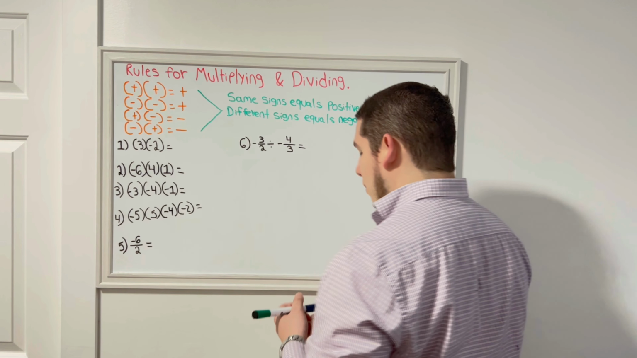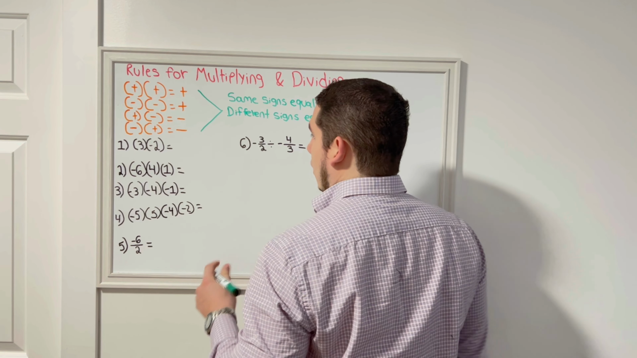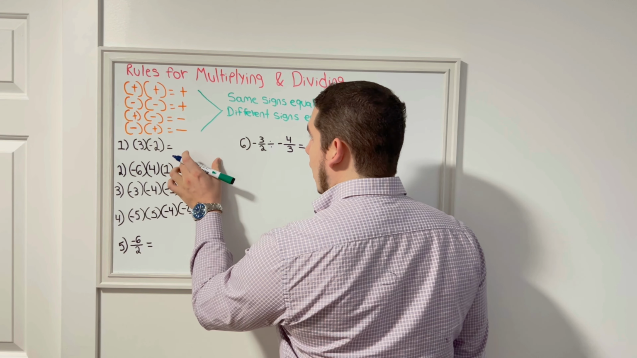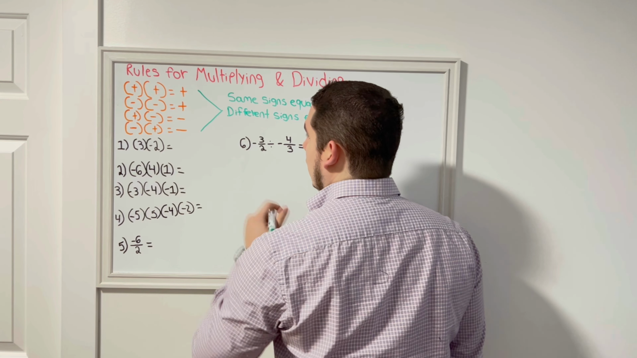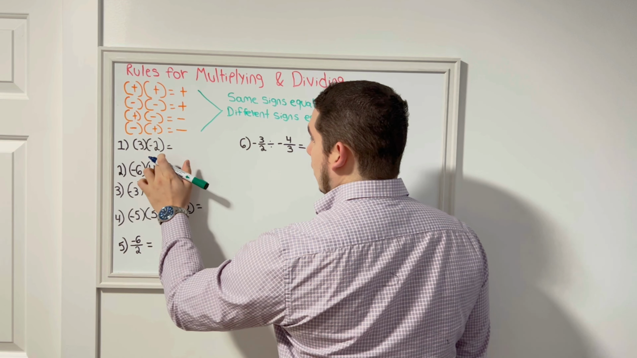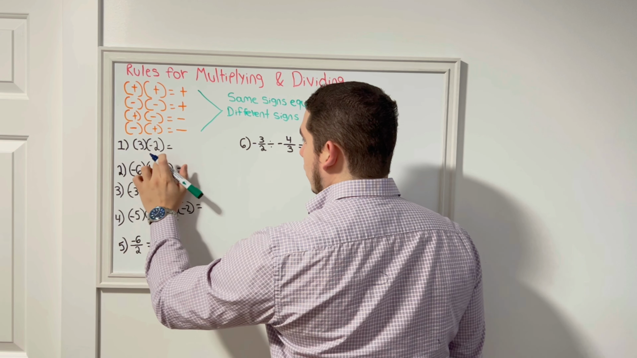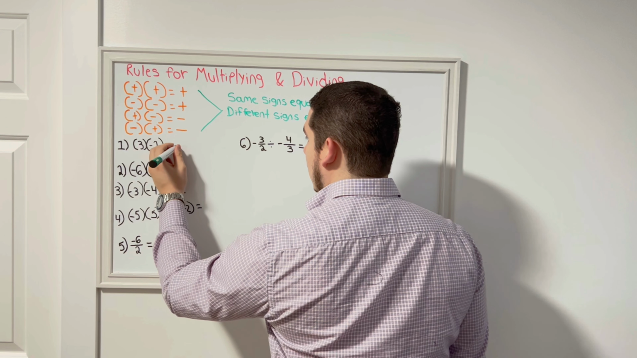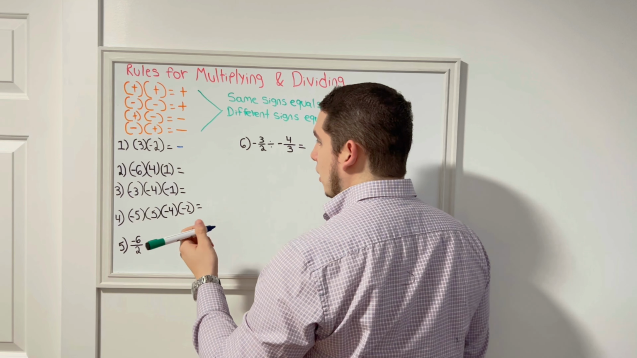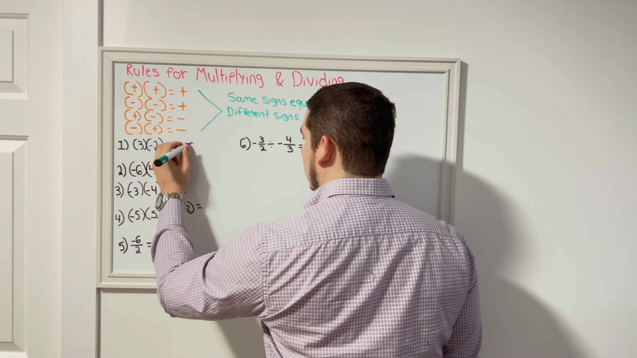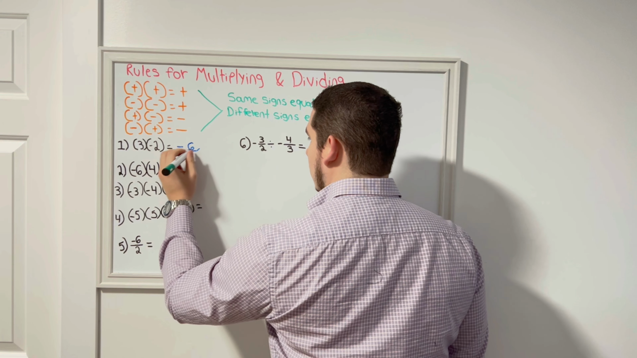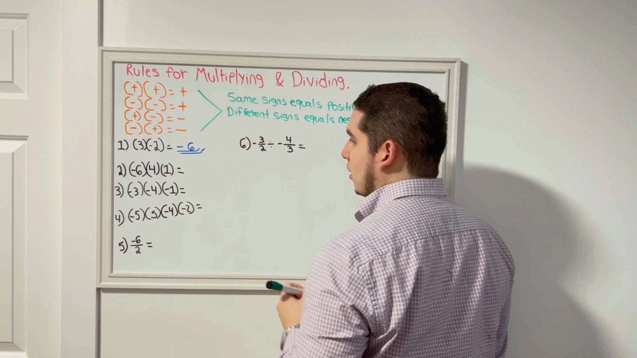3 times minus 2. We're going to first decide what the sign is. Positive times negative, in other words, two different signs, equals a negative. And 3 times 2 equals 6. Therefore, the answer is minus 6.